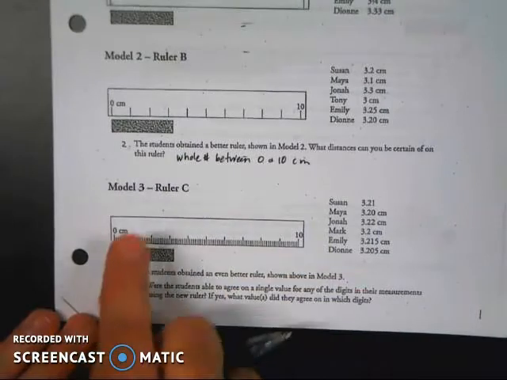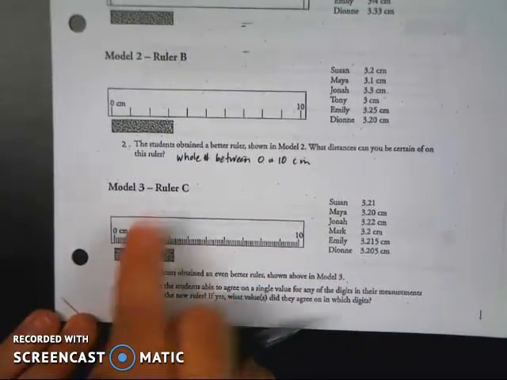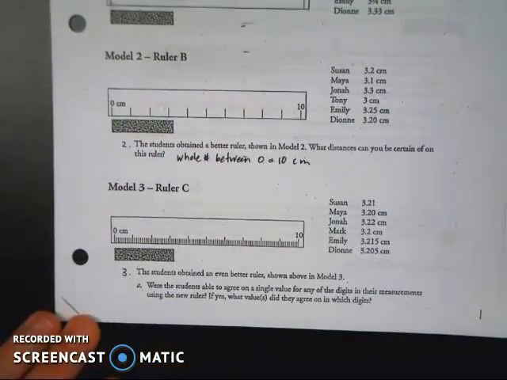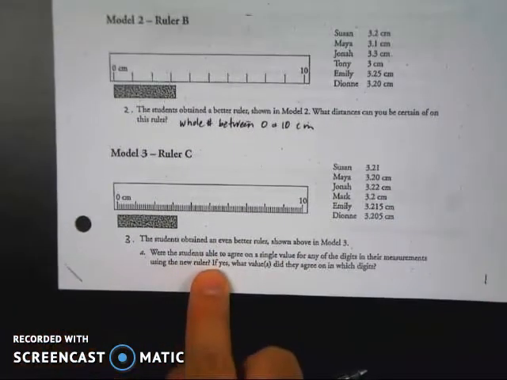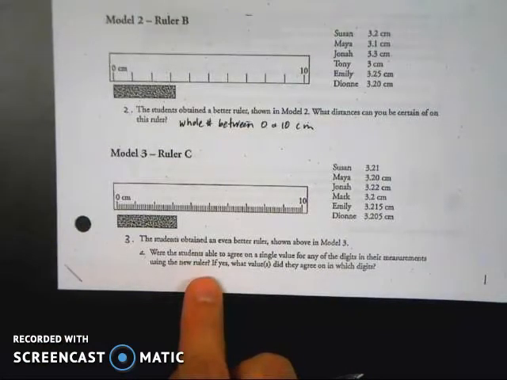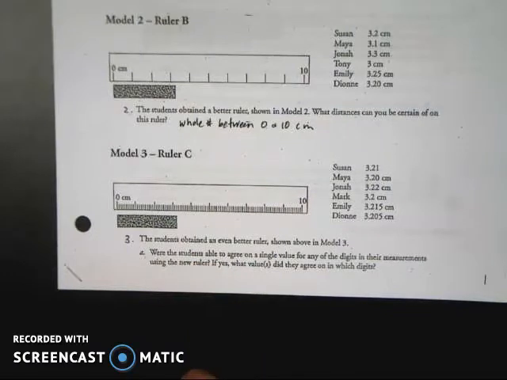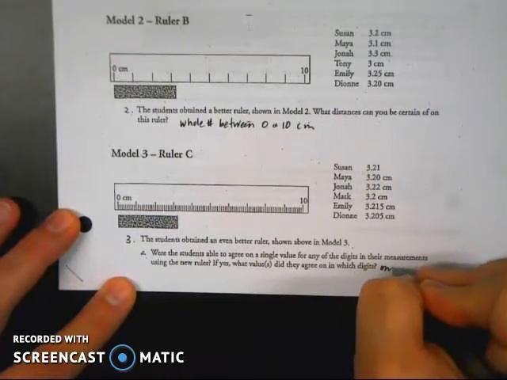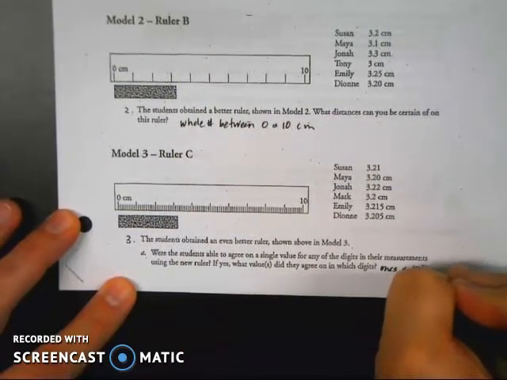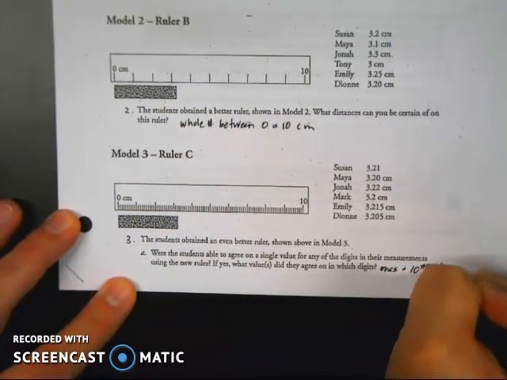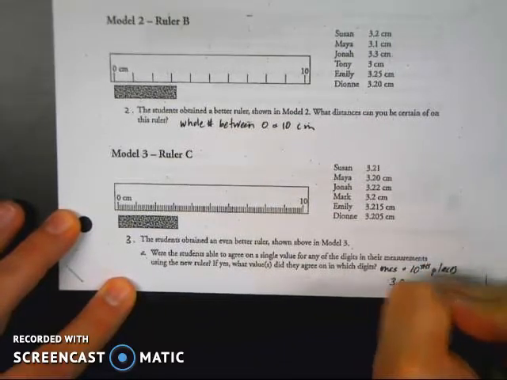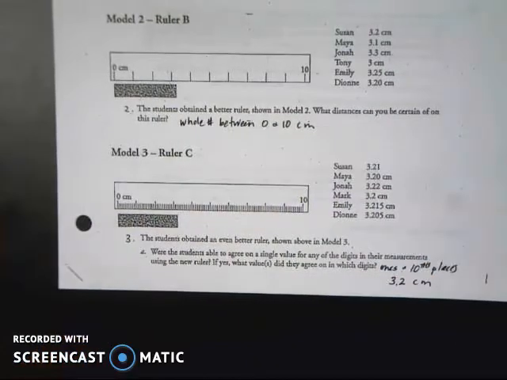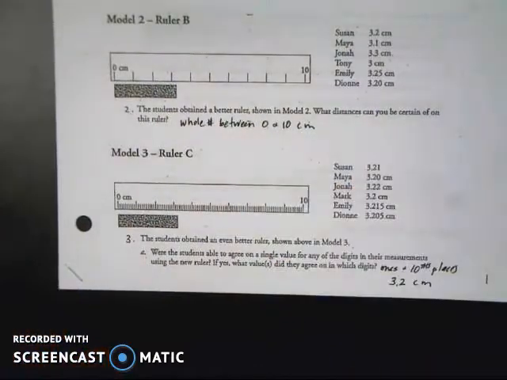This ruler, now we put 10 lines in between each of the 10 lines that we had up here. So it's an even better ruler. Were the students able to agree on any single value for any of the digits in their measurements using a new ruler? If yes, what values do they agree on? Which digits? Well, they can agree on the ones and tenths places. That would be 3.2 centimeters because it is at least 2 past that.